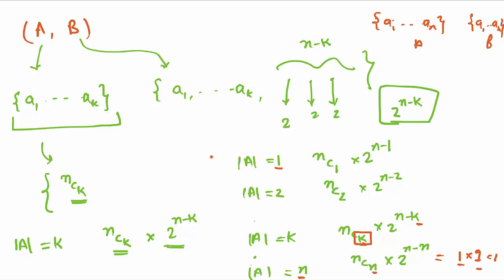1 to n. k equal to 1 means cardinality of A is 1, k equal to 2 means cardinality of A is 2. Similarly, k equal to n means cardinality of A is n, right? I hope this is clear.